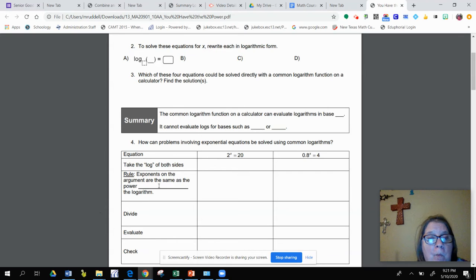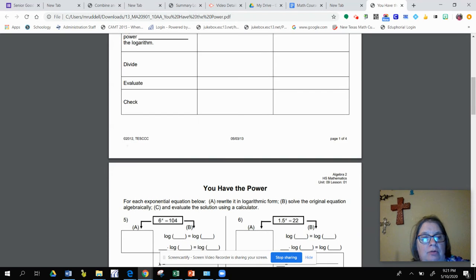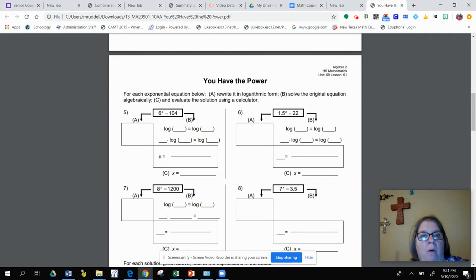So I'm going to skip this part. This is the common logarithm function on a calculator can evaluate logarithms in base 10. That was an old calculator. The calculators we use now can do them all. So we could go right here to rewrite it in the same.